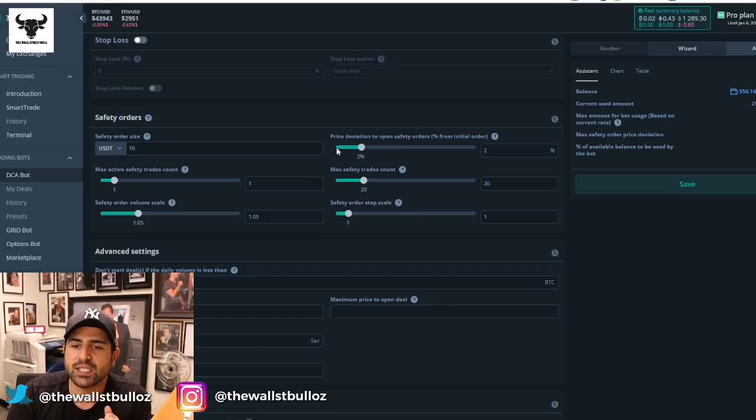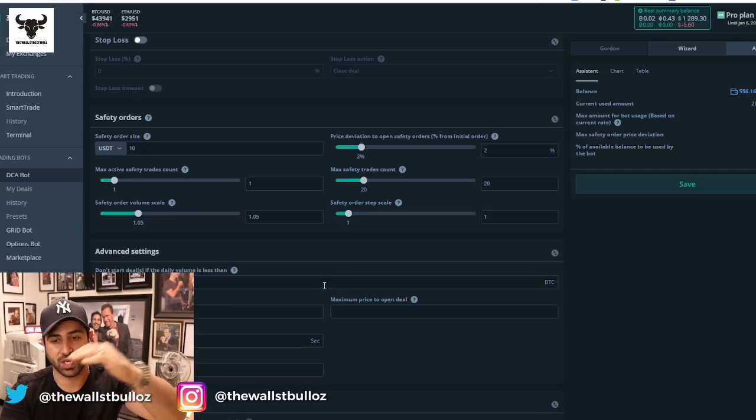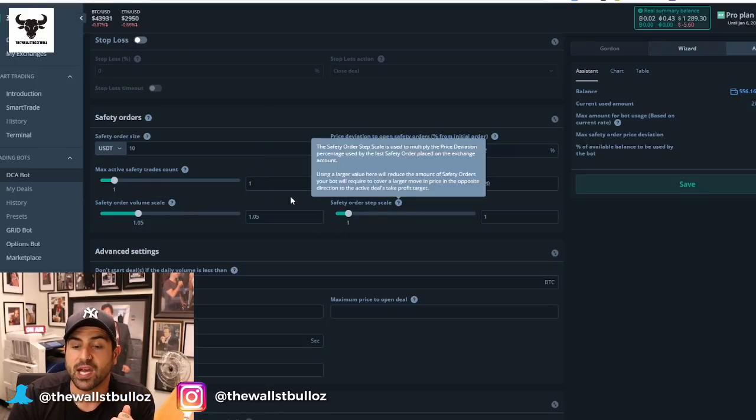Anyway, the price deviation I've got set to 2%. For the max active safety trades count, I've only got one at a time, so I'm not going to have multiple. The price would have to drop 2% in order for the safety trade to become active. Max safety trades count, I've got 20. So if it dips every 2%, it's going to keep buying up to 20 times, at 10 USD Tether each time. Safety order volume scale I've got set to 1.05. The safety order step scale I've got set to 1.